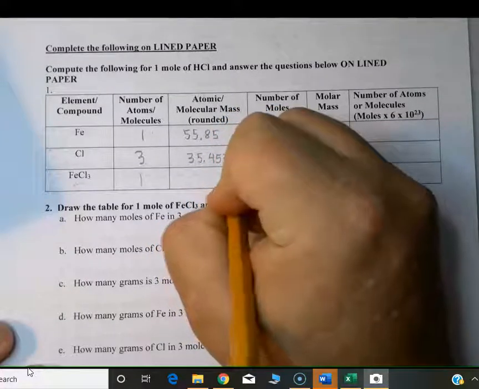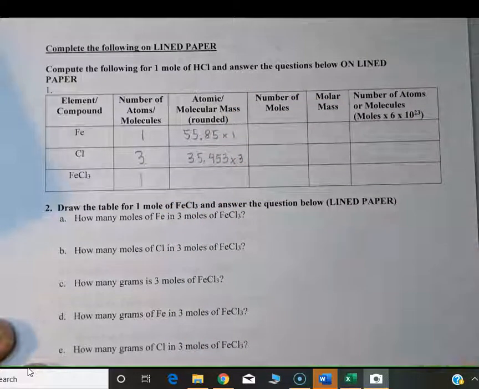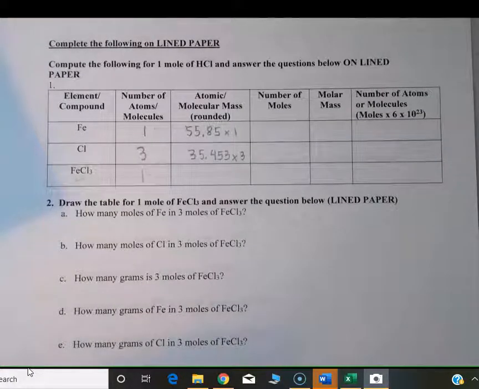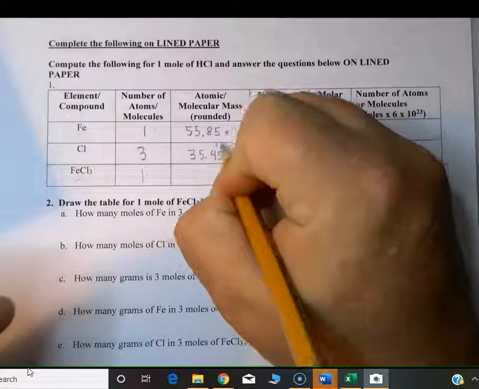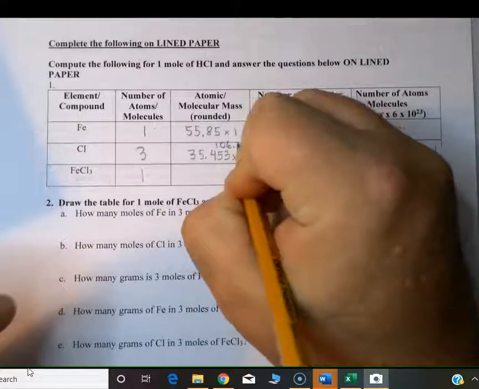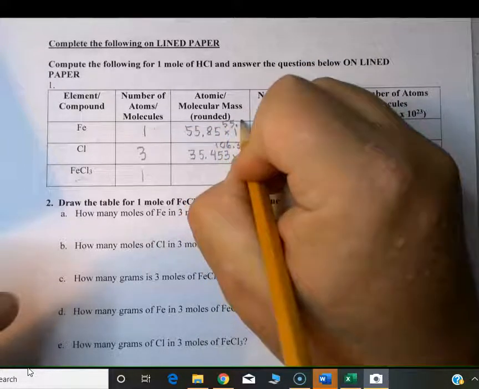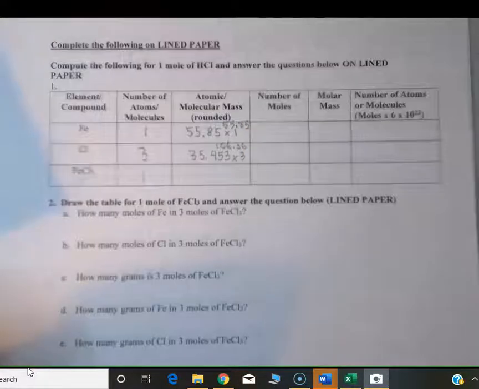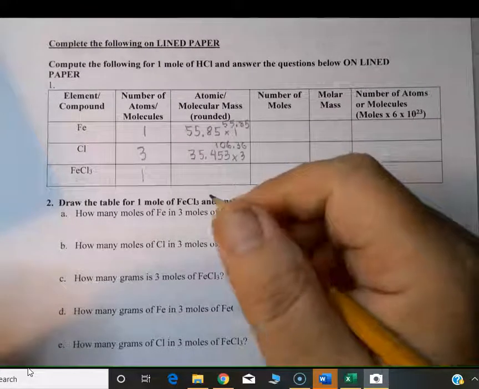Now I have to multiply this one by 3, this one times 1, so it's the same, and that's going to give me 106.36. So 106.36, and this one up here gave me 55.85. And you add those two together. Now you do add these, and I get 162.21.